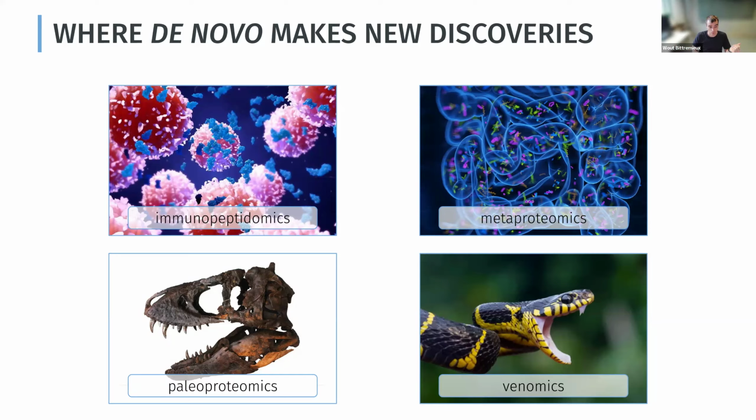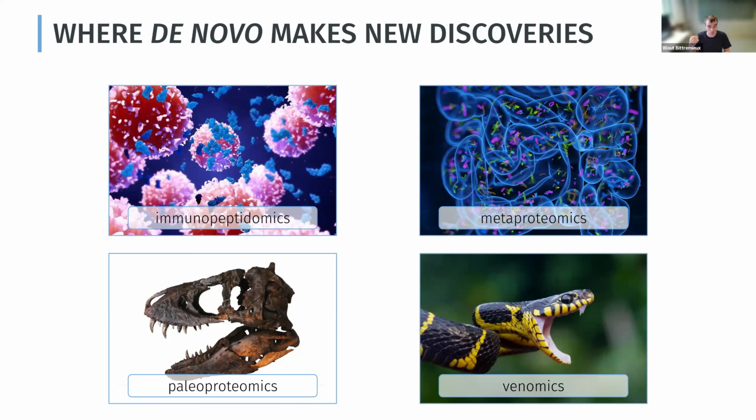Paleoproteomics is another example where people might study historical samples for which no reference proteomes are available. And for example, venomics, where we're studying the venom of snakes, for which no reference proteome is available because there are a lot of mutations in those peptide and protein sequences that are not covered in existing databases. So these are some of the typical examples where de novo peptide sequencing is used.